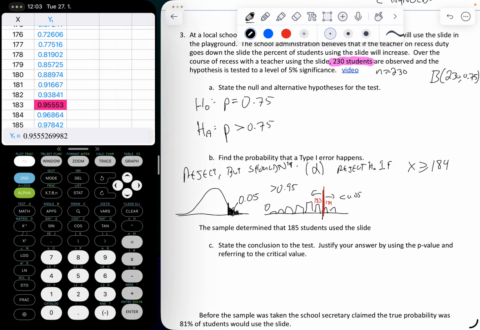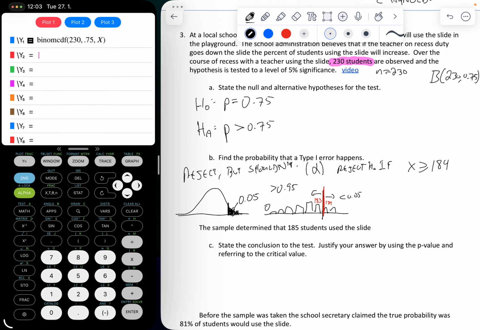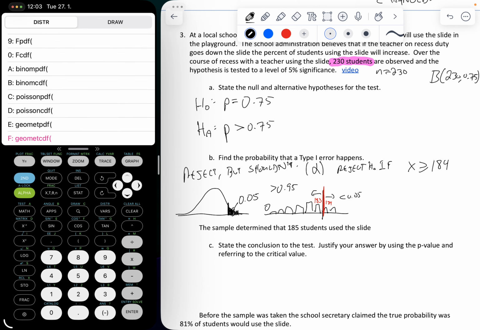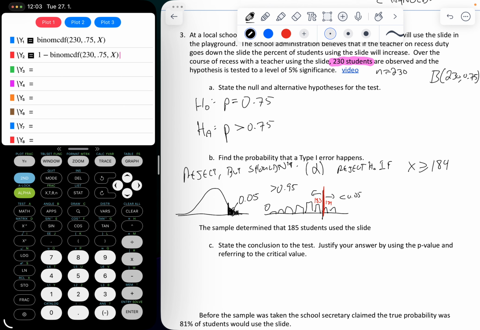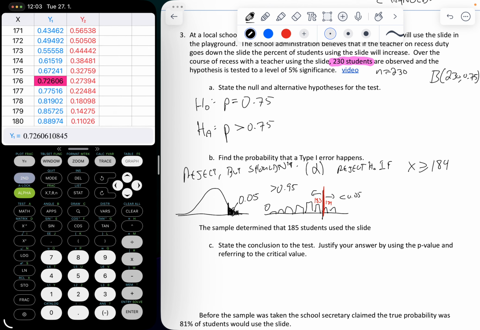But what I'm going to do is in my y equals, I'm going to do a second one. And you could just do this from the get-go. But I'm going to do 1 minus, go to my distributions, binom CDF, 230 kids. Probability is 0.75, and we're just dropping x again. Close the parentheses. And if I go back to my table, we should still be at the same spot.